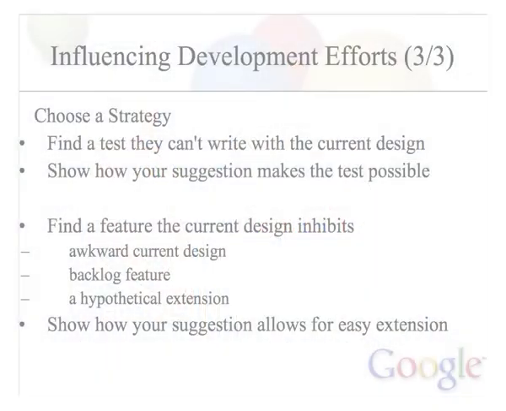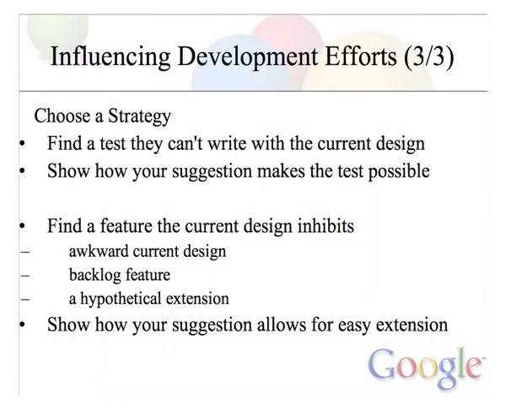If it's someone motivated by flexibility, find a feature that is currently inhibited in terms of flexibility. Maybe something that was already implemented but is really awkward, or a feature on the backlog that is going to cause problems, so that you can show the difference between two design choices and how the one that you suggest will allow that flexibility to be implemented easily.